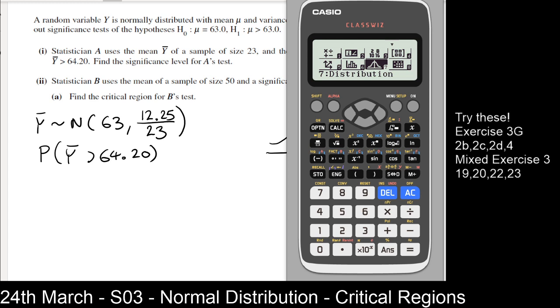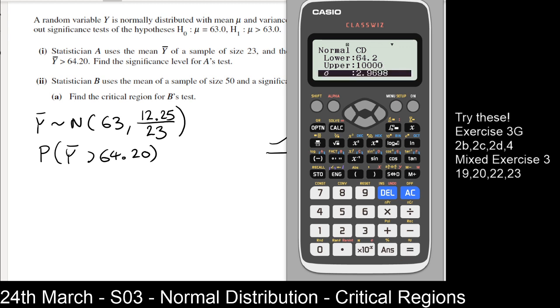So on my calculator this time, I'm going to use normal CD. I've got a lower limit of 64.2. And I've got a big upper limit, because the normal distribution just goes on infinitely.